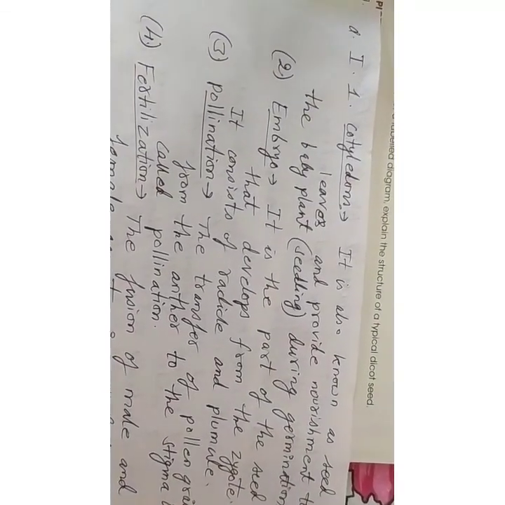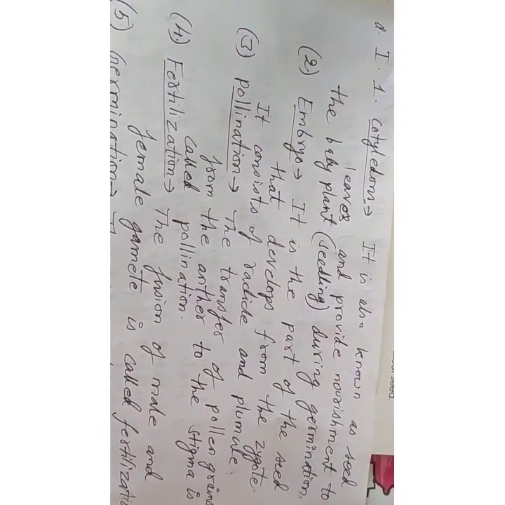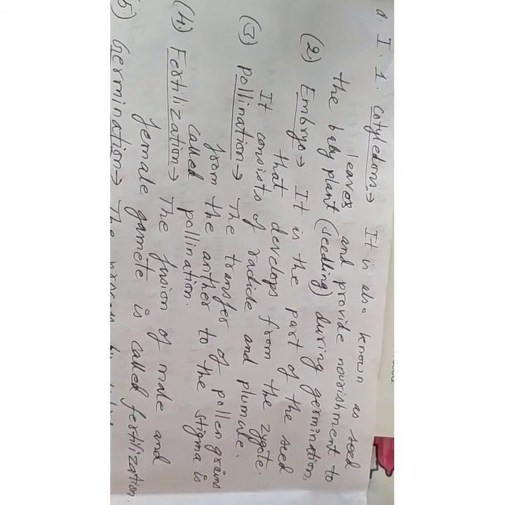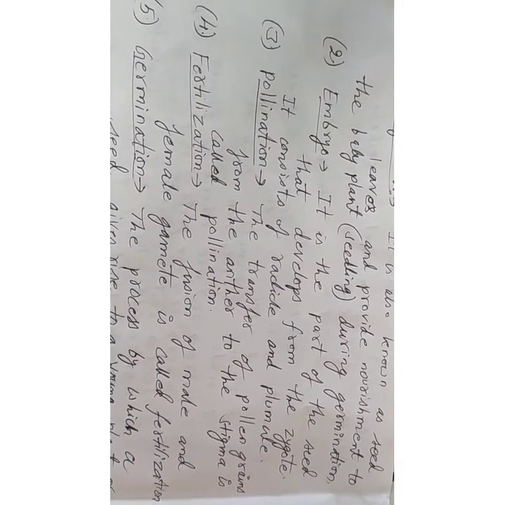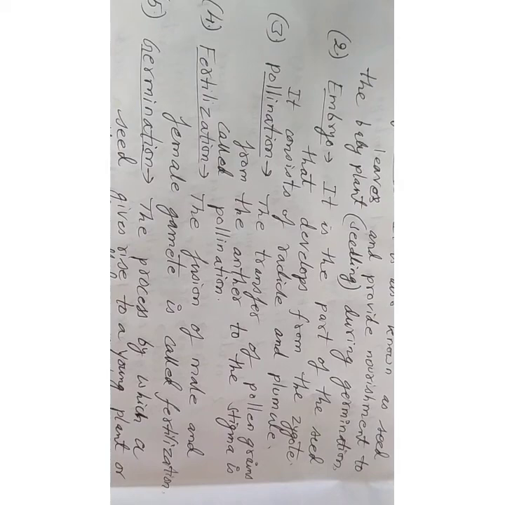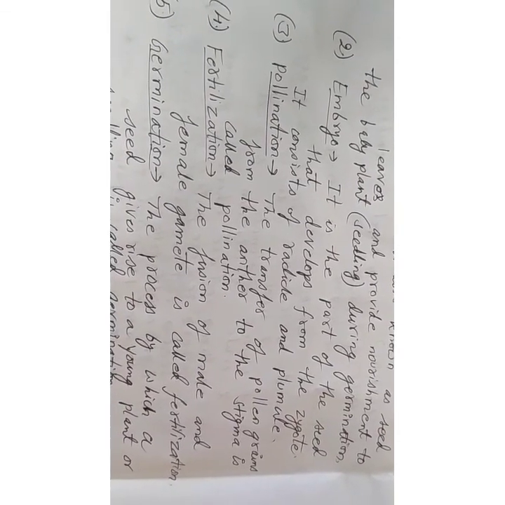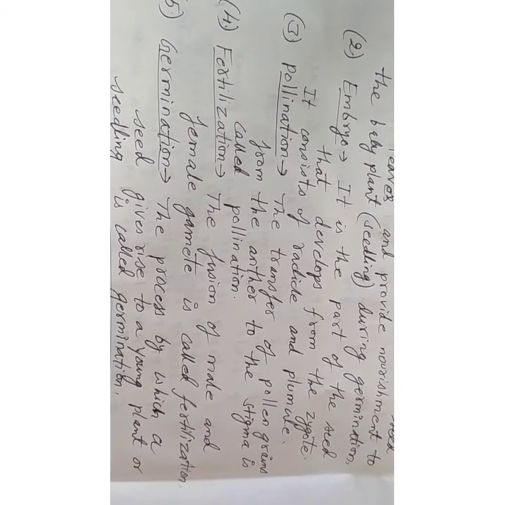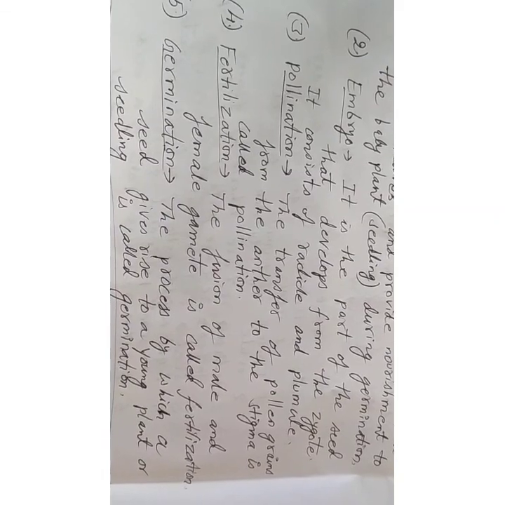Okay. Now we move on to the next question number I, that is explain the following terms. Number 1, cotyledons. It is also known as seed leaves and it provides nourishment to the baby plant, that is seedling, during germination. Number 2 is embryo. It is the part of the seed that develops from the zygote. It consists of radicle and plumule.